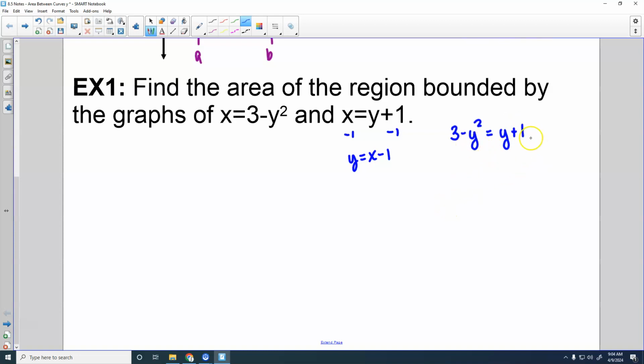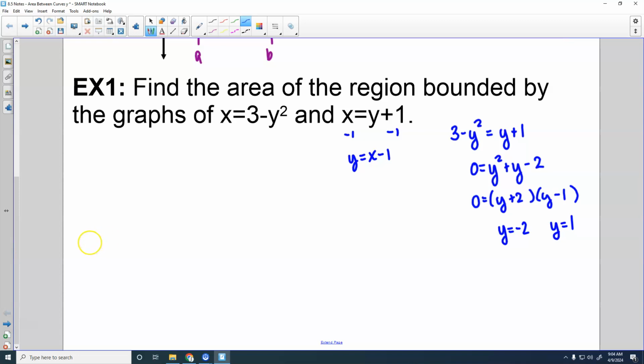And so let's move everything to one side. We'll get a positive y squared plus y, and we'll get a minus 2. And we will factor that, and that'll be y plus 2 times y minus 1. So that will give us y equals negative 2 and y equals positive 1.